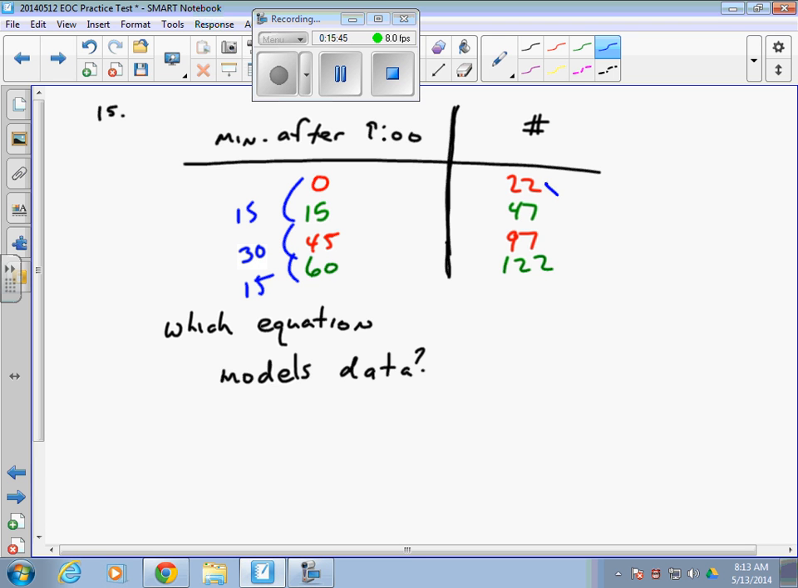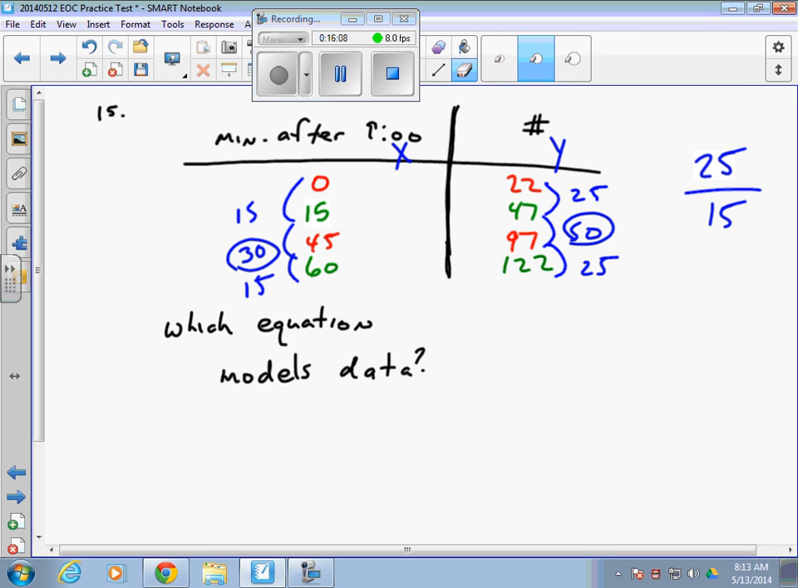Right here, it's going up 25. Right here, it's going up 50. It should go up double since this one went up double. And then right here, it's going up 25. So you can see that if this was your y and this was your x, your y would be going up 25 and your x would be going up 15. Yes, 25 over 15.